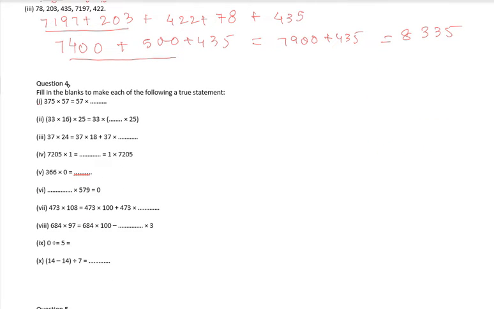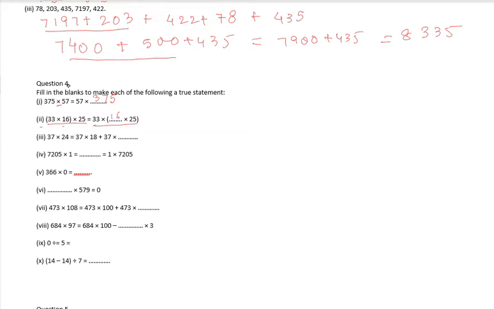The next question is, fill in the blanks to make each of the following statements true. This is again the commutative property, but over multiplication. So that is also true. So 375. Associative property. 33 associated with 16. The next question is 25 associated with 16. So this answer is 16.